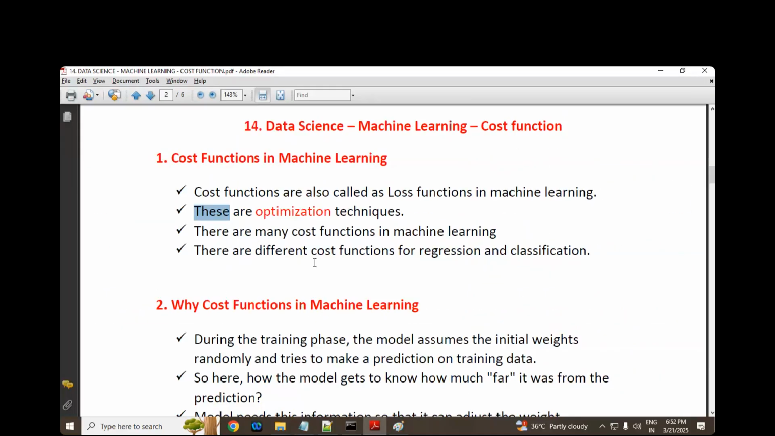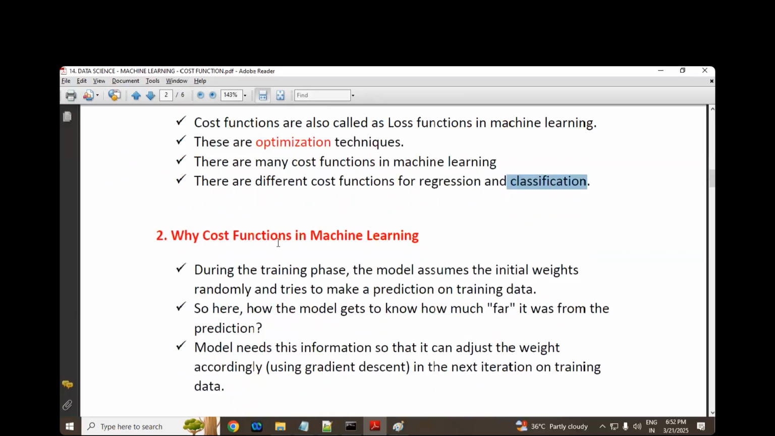Now here is the theory. There are many cost functions in machine learning. There are different cost functions for regression and for classification. Why cost functions in machine learning? During the training phase, the moment you call the fit method, it hides the process in the backend. It is not showing us.